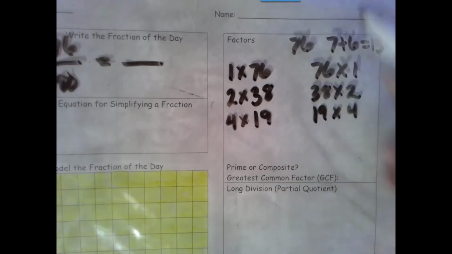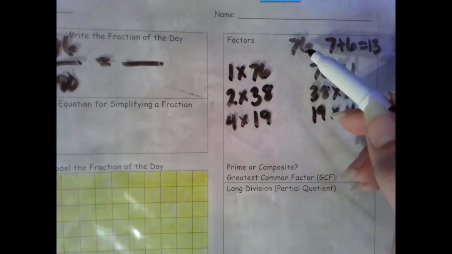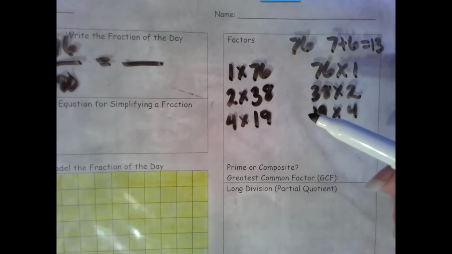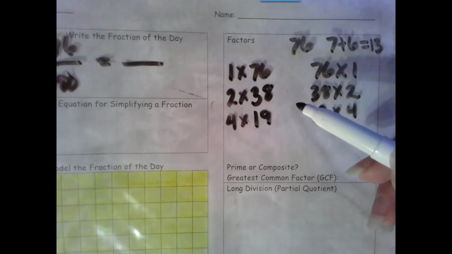Let's see, after 4 is 5. The rule for 5 is that it ends in a 0 or 5. It ends in a 6, so 5 is not a factor. We try 6. The rule for 6 is that both 2 and 3 are factors. 2 is, but 3 is not, so 6 is not a factor. We try 7. 7, 14, 21, 28, 35, 42, 49, 56, 63, 70, 77. 76 is not in that list, so 7 is not a factor. We try 8. 8, 16, 24, 32, 40, 48, 56, 64, 72, 80. 76 is not in that list, so 8 is not a factor.